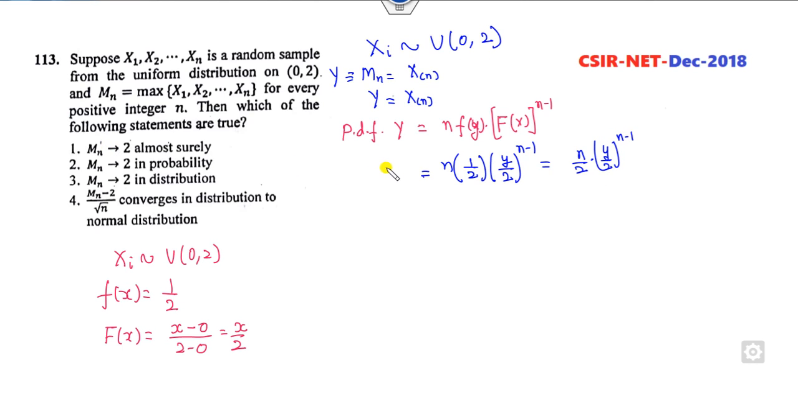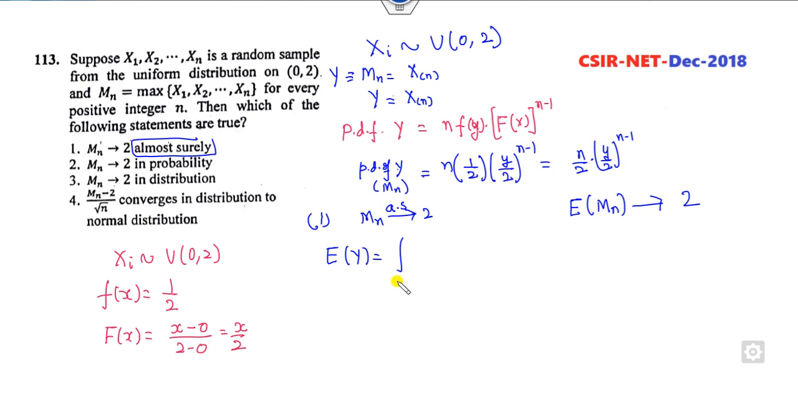Now look, this is the PDF of Y, that is Mn. Now the first option: Mn converges to 2 almost surely. When will it be convergent? Whenever there is a condition of almost sure convergence, you have to find the expected value of Mn. If it converges to 2, then we can say this converges surely. So how can you find the expected value of Y? This is y times the PDF: n by 2, y raised to power n minus 1, over 2 raised to power n minus 1.